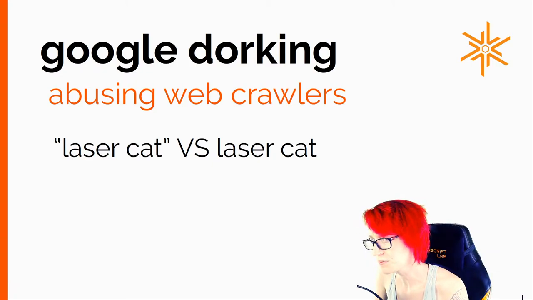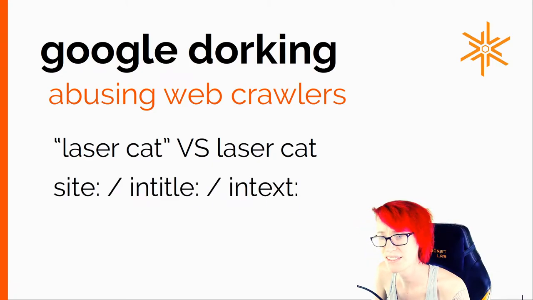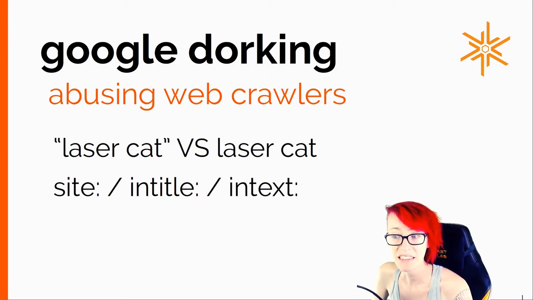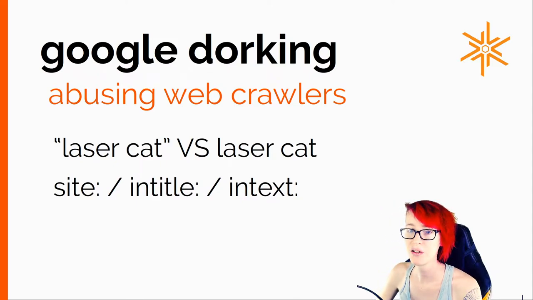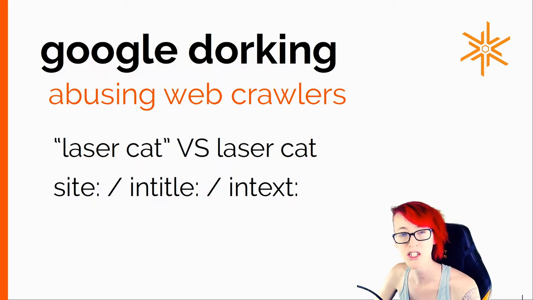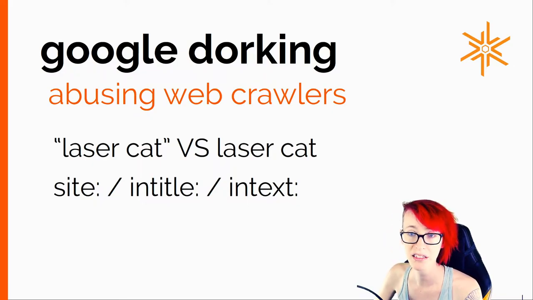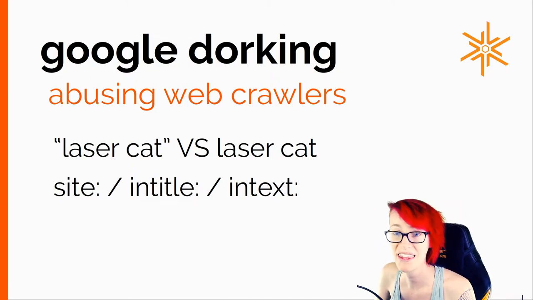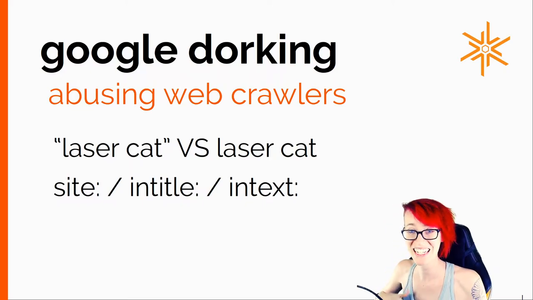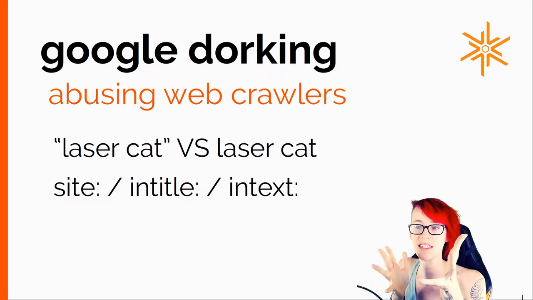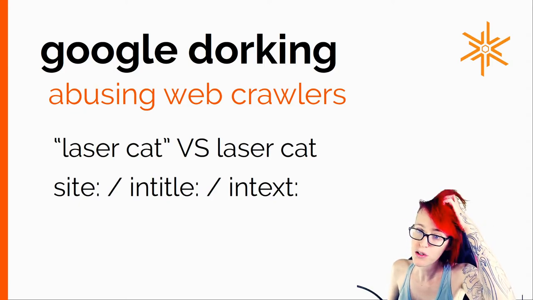An example here I have is site colon, in title colon, and in text colon. You could put site colon, like for example, I look up things about Splunk all the time, and they have a user community at answers.splunk.com. So if I'm looking for something about Splunk, I will put site colon answers.splunk.com, and then the thing that I'm trying to search for, because then it just shows me results from that site, which can be super useful.